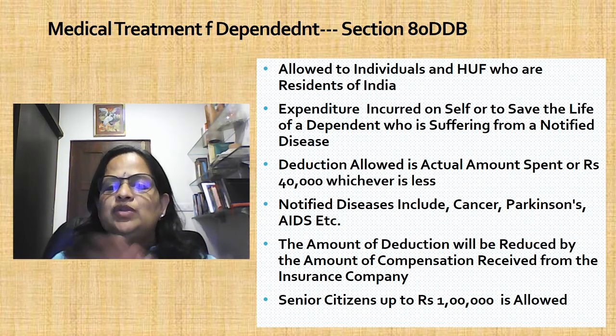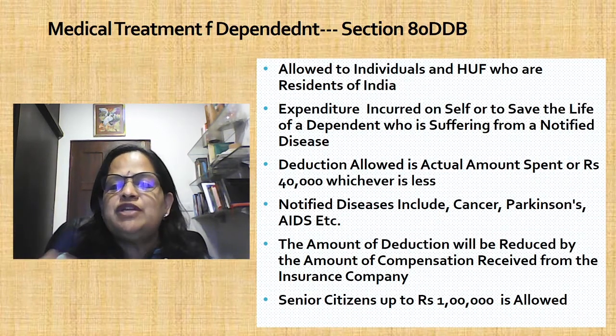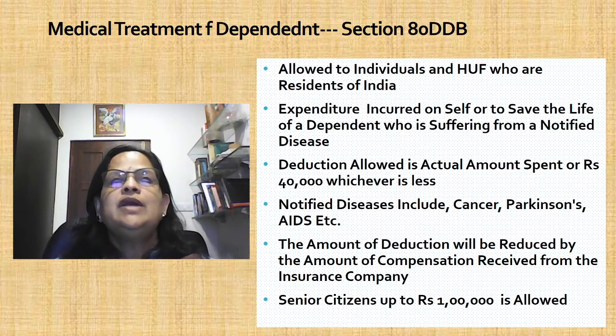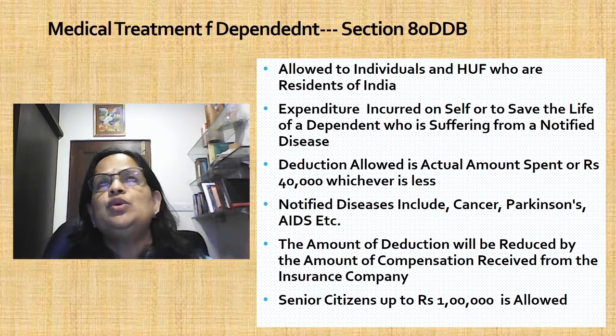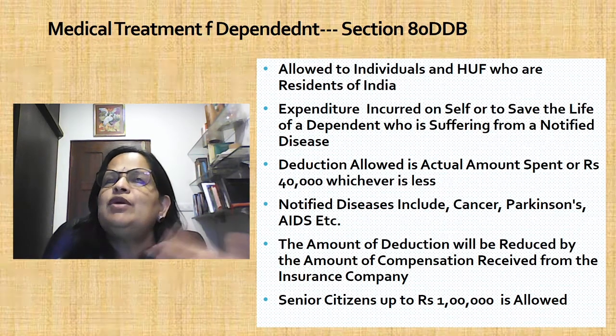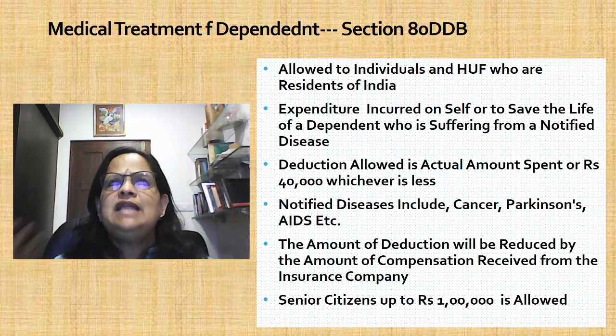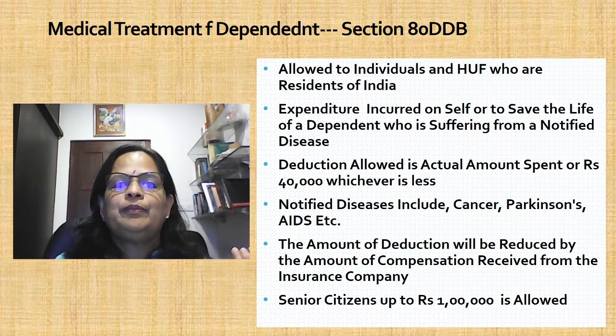So that is the next point. The amount of deduction will be reduced by the amount of compensation received from the insurance company. Now, in the case of senior citizens, this exemption limit can go up to 1 lakh. So that is the amount, 1 lakh, because senior citizens' health treatment and expenditure will be more.